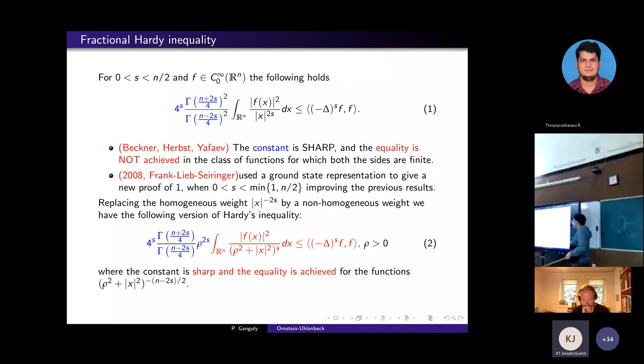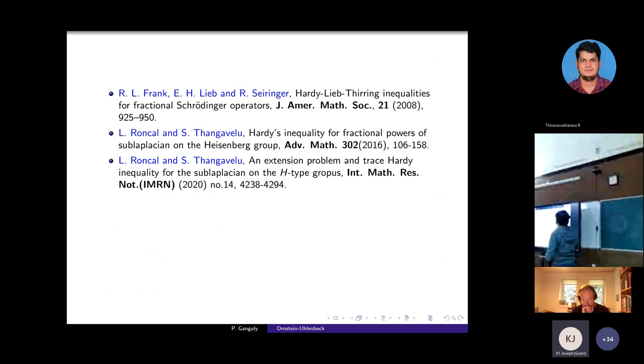After this kind of work, there has been a lot of work in this direction, but it is hard for me to talk about everyone's work. So I will just mention the three most influential works in this direction. The first one is by Frank, Lieb and Seiringer, where they proved the fractional Hardy inequality with the ground state representation. Then the works of Roncal and Thangavelu, where they considered the fractional power of the sub-Laplacian on the Heisenberg group. In this paper they considered the ground state representation, and in this paper they proved it using the extension problem and the trace Hardy inequality.